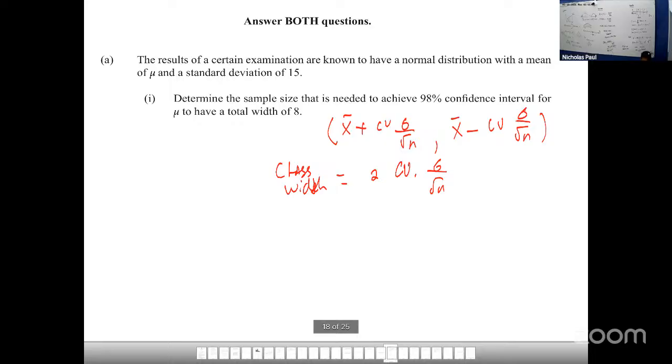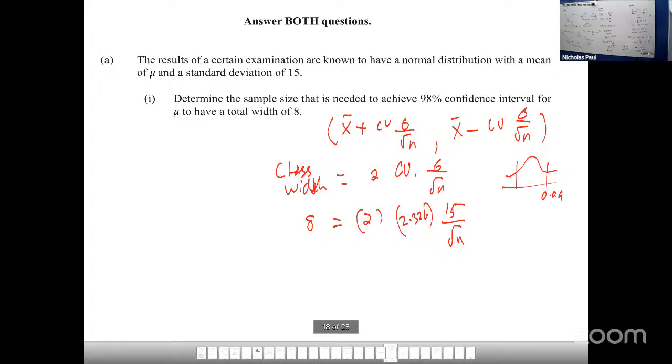Right, how much did you all get? The class width is 8, and sigma was 15. We're trying to find root n. What did you all get for the critical value? Remember, it's 98%, so you're reading off 0.99. The critical value is 2.326. Don't forget that.